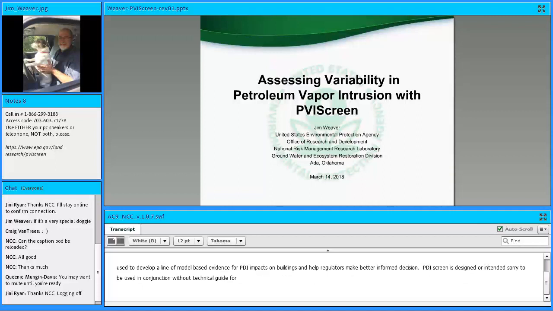storage tank sites. And our presenter today from ORD is Dr. Jim Weaver. He is the developer of PVIScreen. Dr. Weaver has worked to support the Office of Underground Storage Tanks for over 25 years. His research focus is on the application and development of models and their supporting data for assessment of leaking underground storage tank sites. Now I'll turn control of the webinar over to Jim.